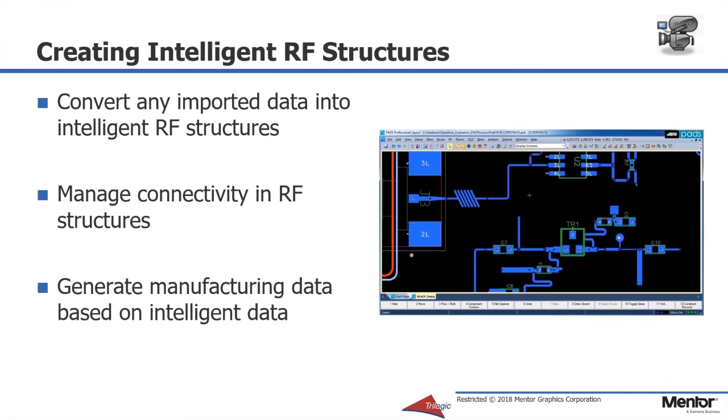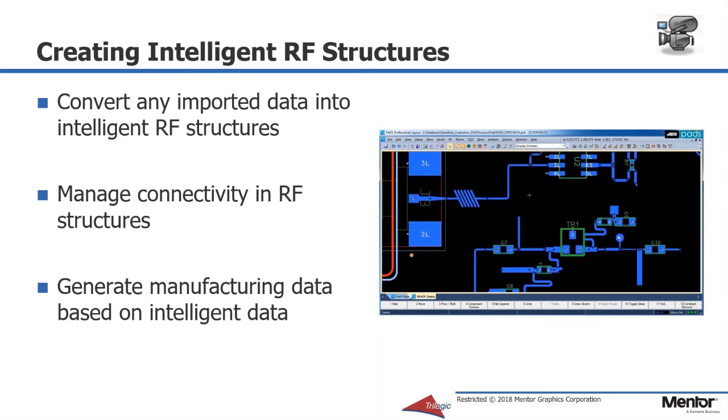You can convert any imported copper into an intelligent RF shape, manage the connectivity of these RF structures, and therefore generate manufacturing data based on an intelligent RF design. Integrated RF layout functionality provides a designer with the capability to create intelligent RF structures natively within the tool set. Data can be created by drawing the structures within PCB layout or by importing data from RF point tools using VXF, Gerber, or other data formats.